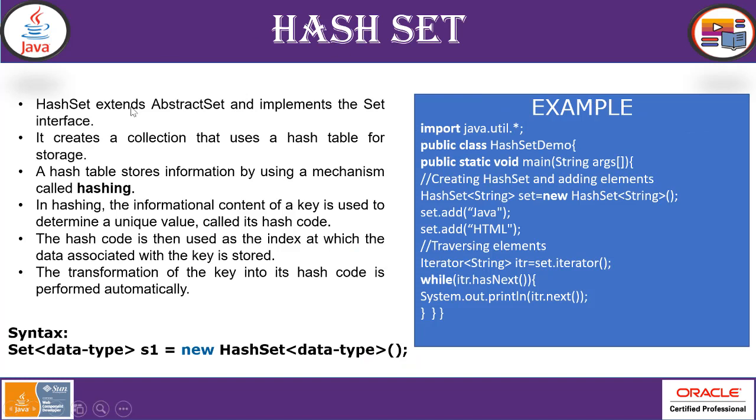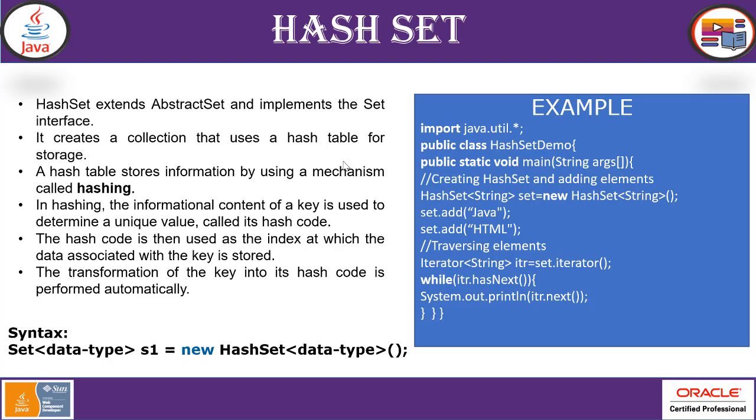Now let's see HashSet. HashSet extends AbstractSet and implements the set interface. It creates a collection that uses a hash table for storage. Hash table stores information by using a mechanism called hashing. In hashing, the information content of a key is used to determine a unique value that is called hash code. Hash code is then used as an index at which the data associated with the key is stored. Transformation of the key into its hash code is performed automatically.